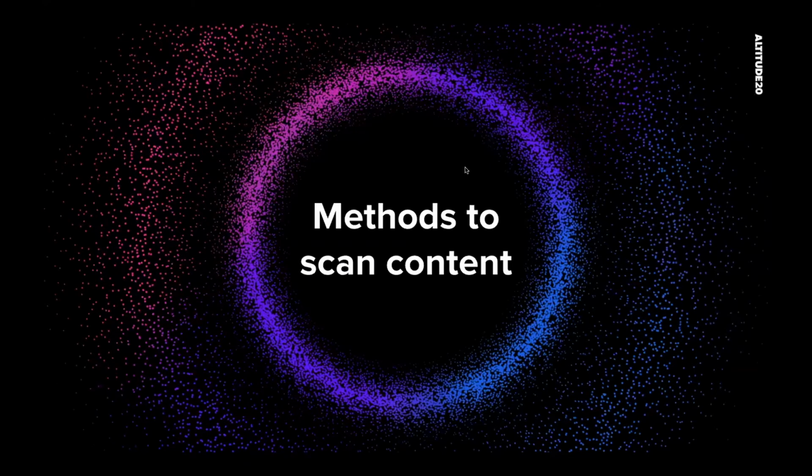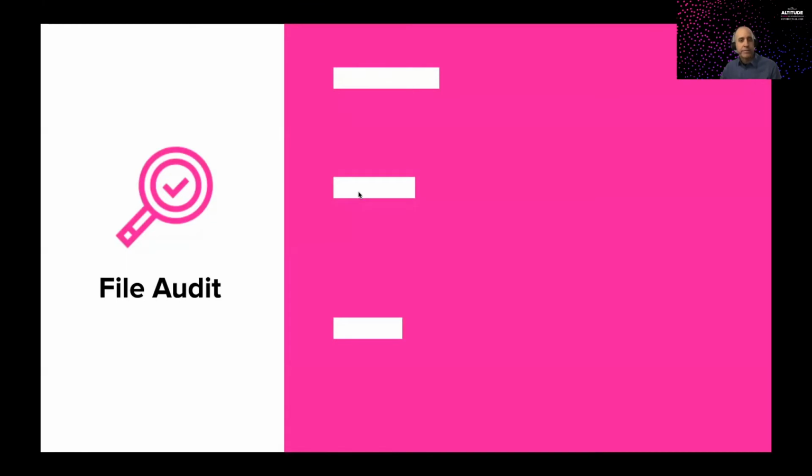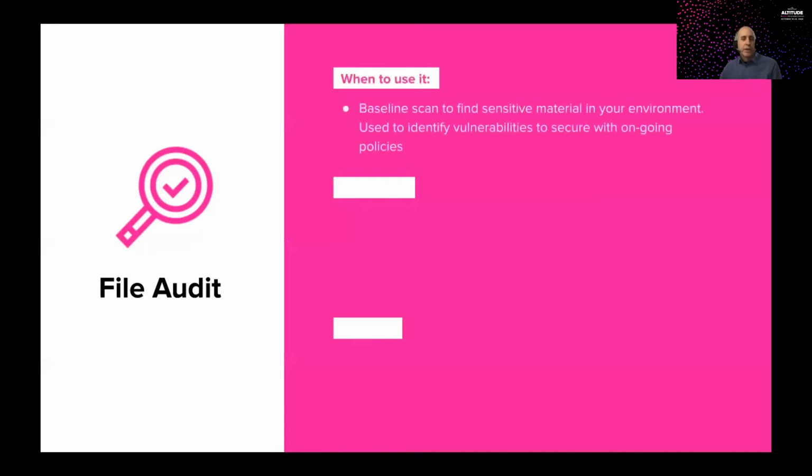Okay, so now we're going to talk about the methods we're going to use to scan content. You start with a file audit. You're going to use this as a baseline to find sensitive material in your environment. You're going to use it to identify those vulnerabilities to secure with some ongoing policies. So this is what you'll do initially.